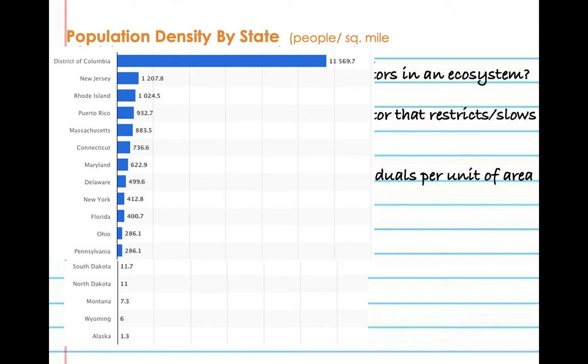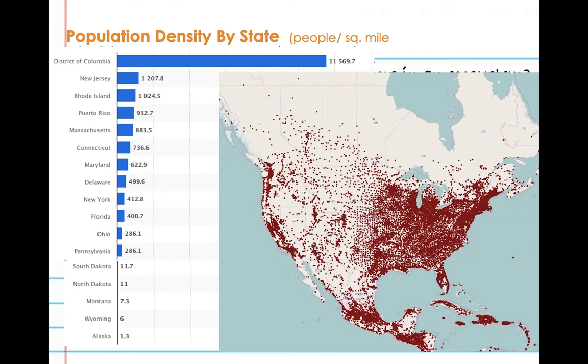Pennsylvania, on average, 286 people per square mile, comparing the whole way down to Alaska here with only about one person per square mile. So much of Alaska, as you know, is uninhabited. Here's another way you can kind of picture population density. Here we have dots kind of representing the more densely populated areas. Not a surprise that the Midwest is much less densely populated than either the coast, and particularly the Northeast.